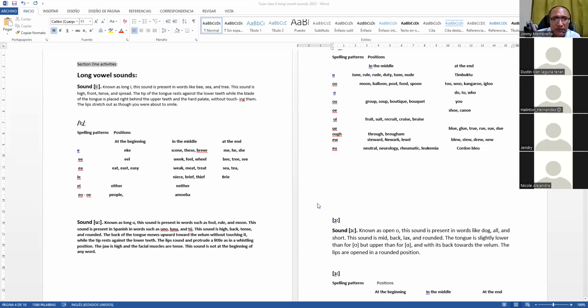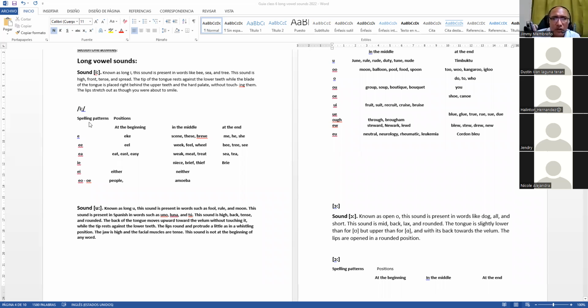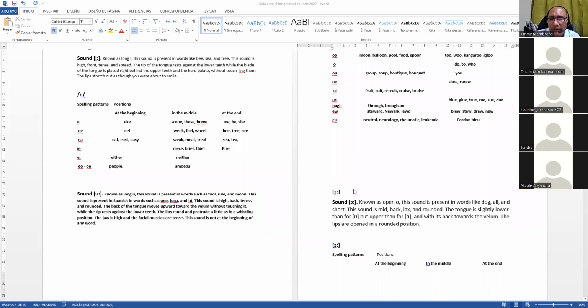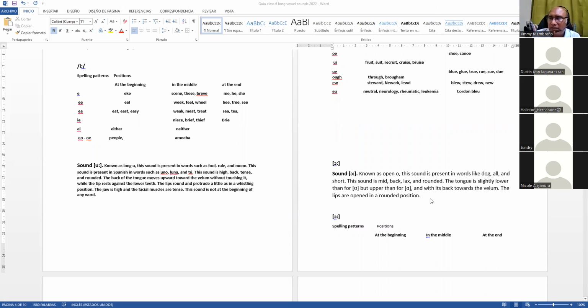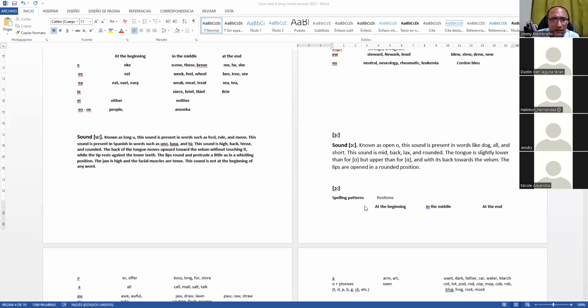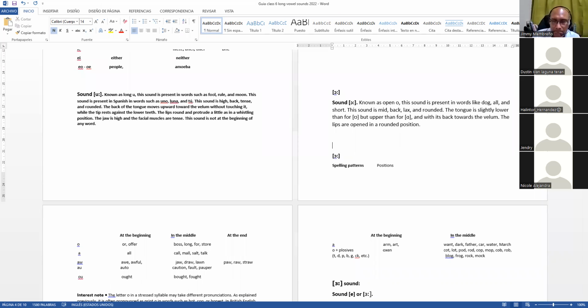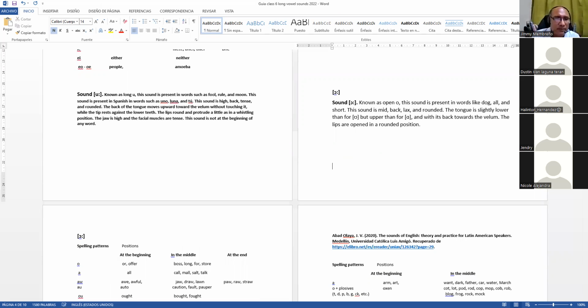Okay, now we're going to go with the third one. We have covered the long E sound, the long U sound, and now we're going to go with this. This is very similar to the letter O in Spanish, right? It's considered an open O. And it doesn't have a lot of spelling patterns.